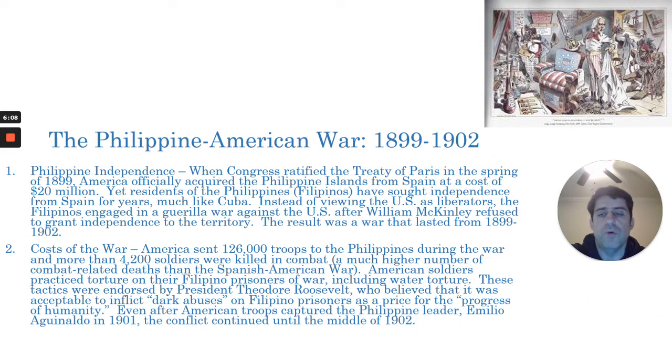What were the costs of the war? Well, simply put, America sent over 126,000 troops to the Philippines throughout the duration of the war, and more than 4,200 American troops were killed in combat, a significantly higher number of combat-related deaths for the U.S. than they had incurred in the Spanish-American War. If you recall from our most recent discussion, there was over 5,500 casualties on the American side in the Spanish-American War, but most of those were due to diseases and illnesses that the American troops contracted in the tropical climate.